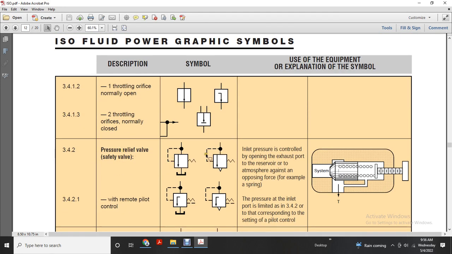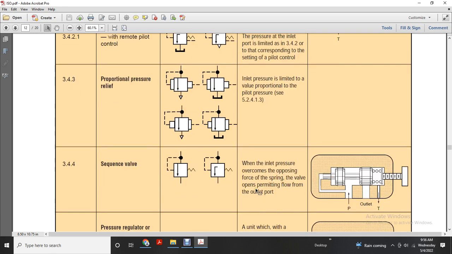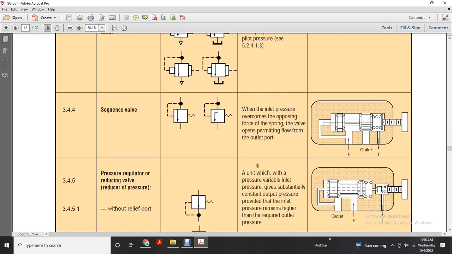Pressure relief devices. Inlet pressure control, the operating exhaust port to reservoir or atmosphere against opening force of spring. Remote pilot control: pressure limited with the corresponding setting of the pilot control. Proportional pressure: inlet pressure limited with valve, proportional pilot pressure. Sequence valve: inlet pressure overcoming opposing spring force, the valve opens, permitting flow from the outlet port.